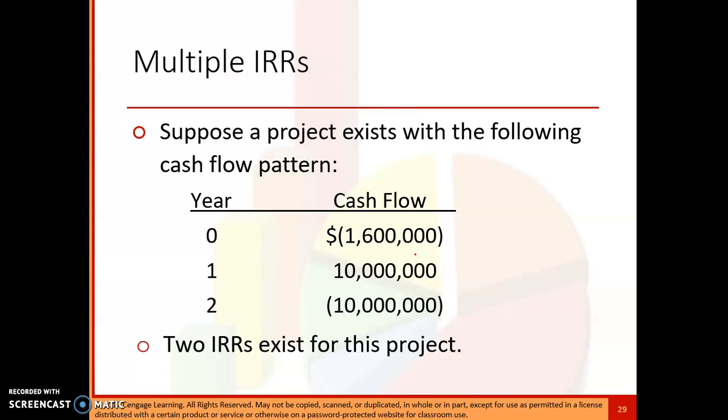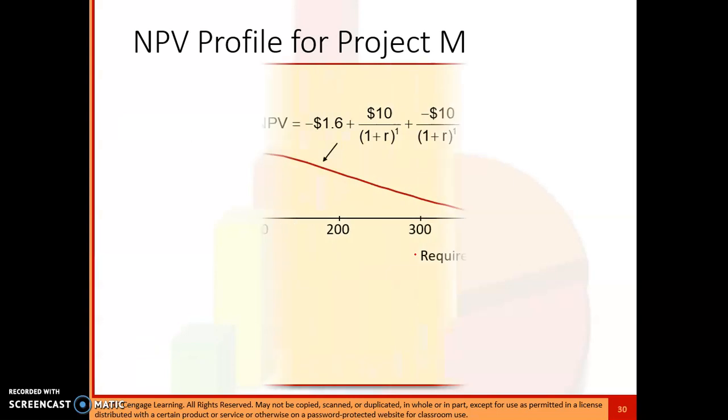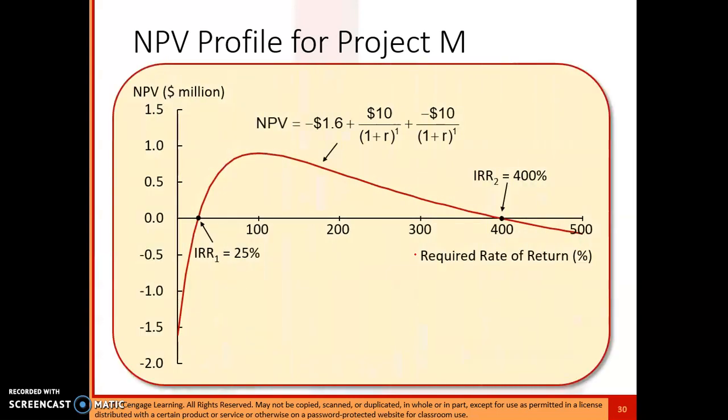So we'll talk in the next lecture about the modified internal rate of return. But in this case, the NPV profile for this project at 25%, the NPV is equal to 0, but also at 400%, the NPV is equal to 0. We will talk about, again, as I mentioned, the modified internal rate of return in the next lecture, which is a solution that alleviates this problem.